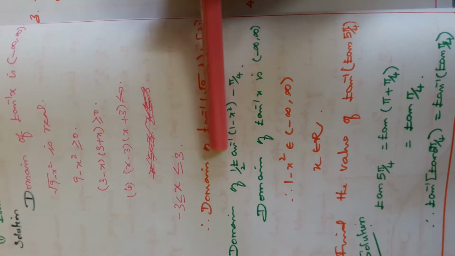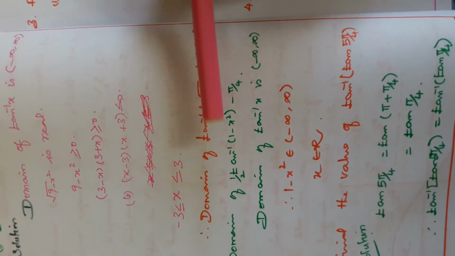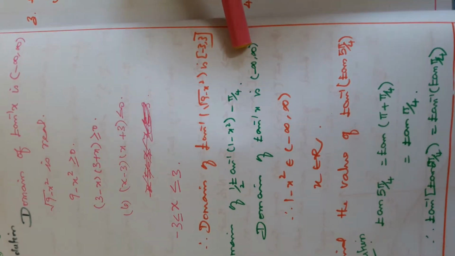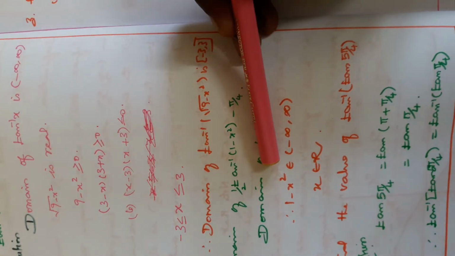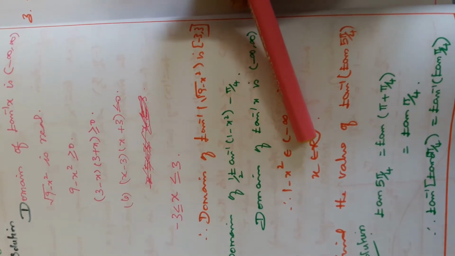Like that, domain of 1 by 2 of tan inverse of 1 minus x square minus pi by 4. That is, the domain of tan inverse x is minus infinity to infinity. So 1 minus x square belongs to minus infinity to infinity, which means your x belongs to R.